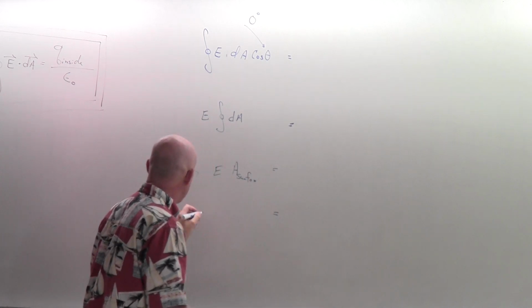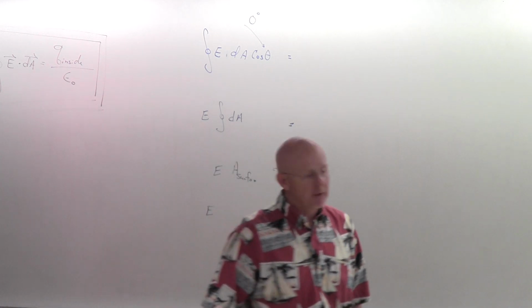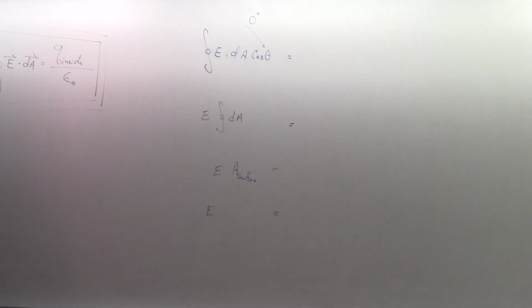But what is my surface? It's a sphere. And so I'll have to go back to my geometry. What's the formula for the area of a sphere? It's not 4/3 pi r cubed. That's volume. What's the surface? Yeah, 4 pi r squared or a squared?